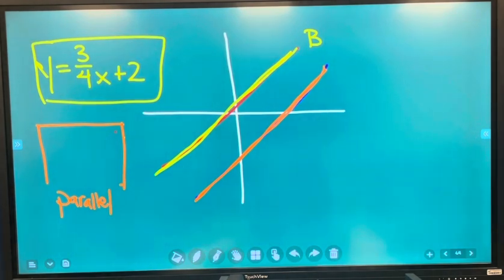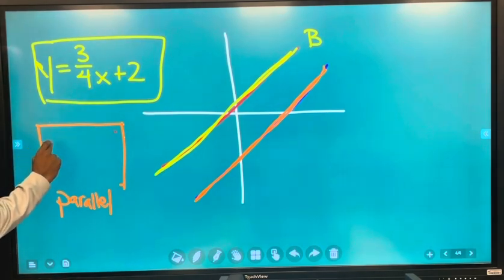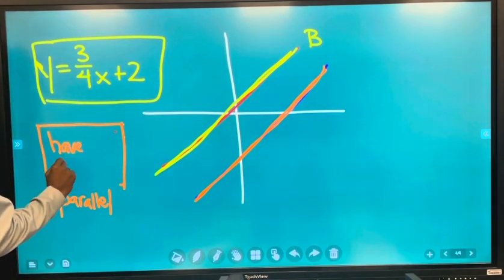That's crazy. But the parallel lines that you need to know have the same slope.